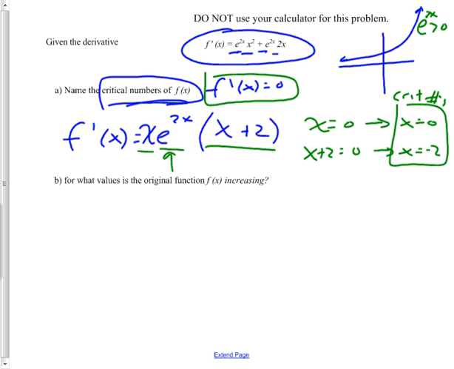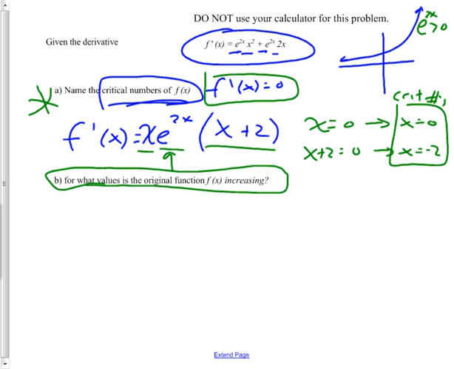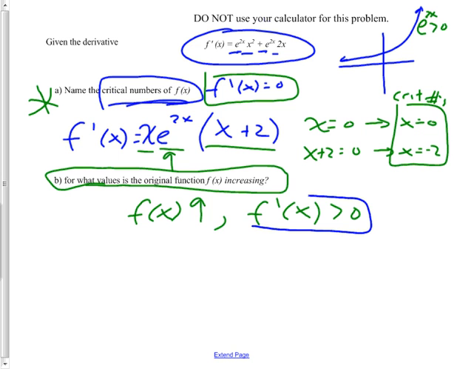And we found the critical numbers. The next thing we want to find is, for what values is the original function f of x increasing? So if f of x is increasing, what you need to start understanding is that f of x increasing means that f prime of x, the derivative, is greater than 0. Because remember, for us to say that the derivative of x is greater than 0, that means I have positive slopes. And if I have positive slopes, these are all examples of positive slopes, my function must be increasing.